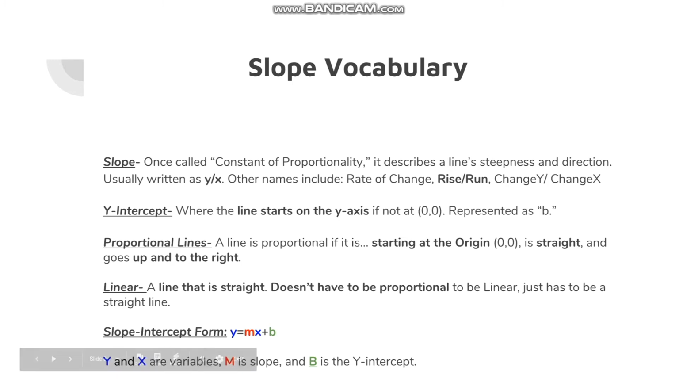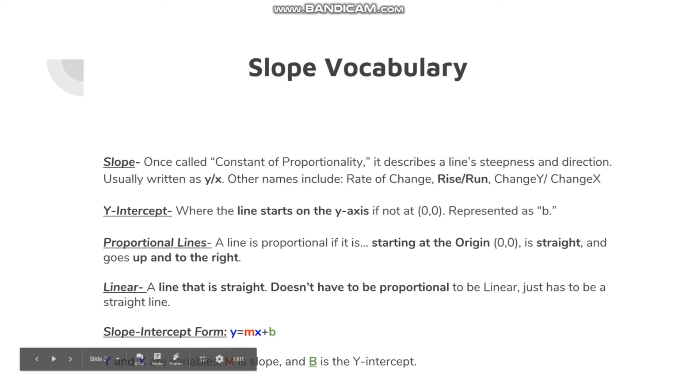Y-intercept. Y-intercept is where the line starts on the y-axis if it doesn't already start at 0, 0. It is represented as the variable b in our slope-intercept form. Proportional lines. A line is proportional if it is starting at the origin, is straight, and it goes up and to the right. If you follow these criteria, you can determine if a line is proportional or not.